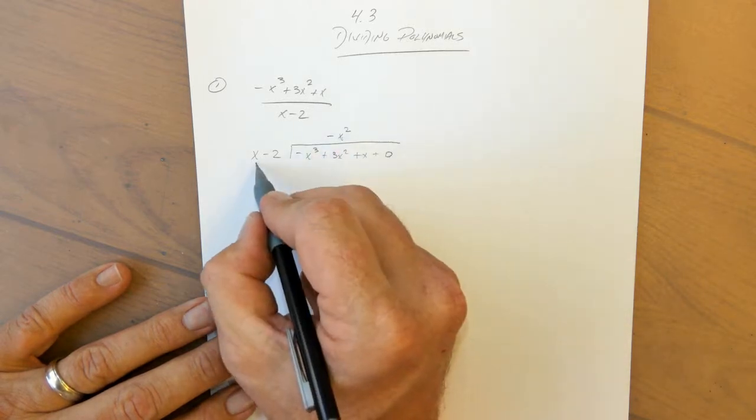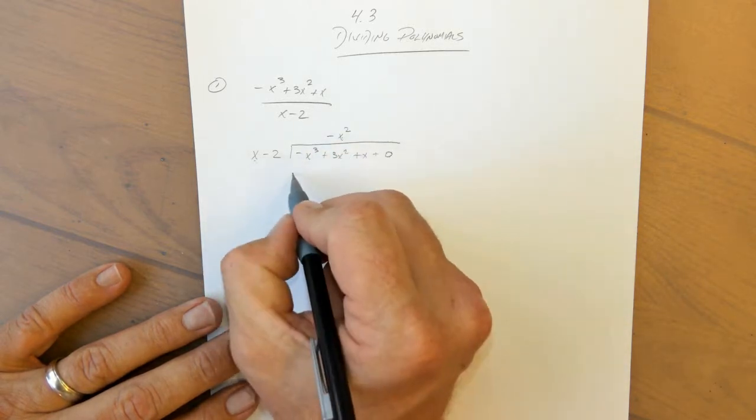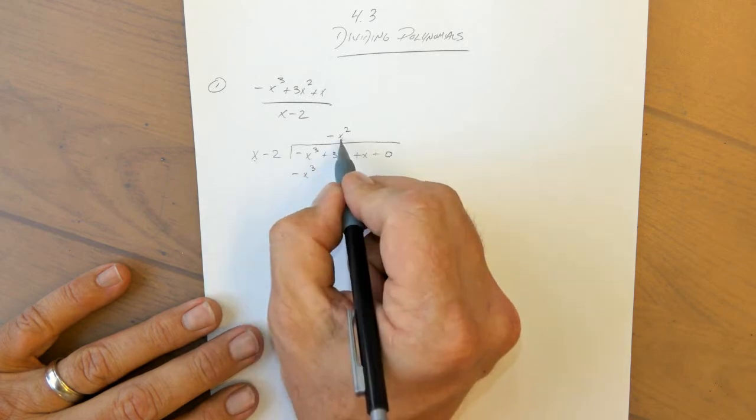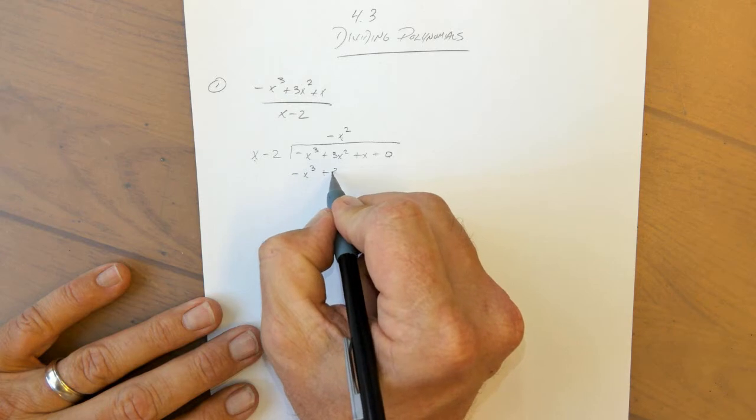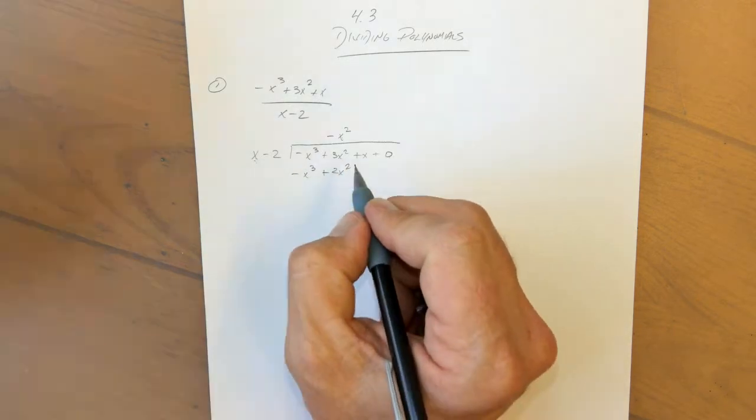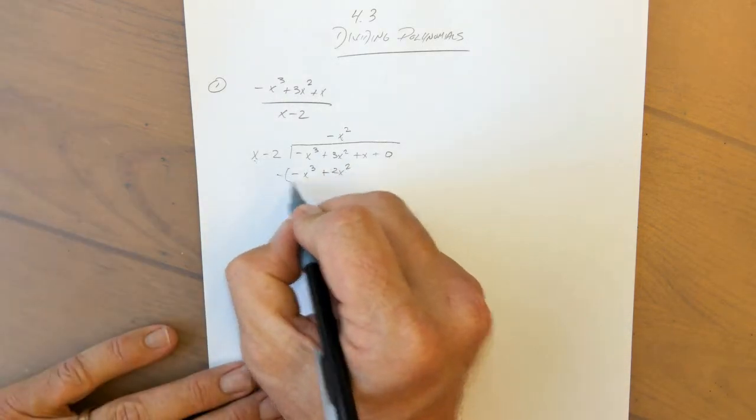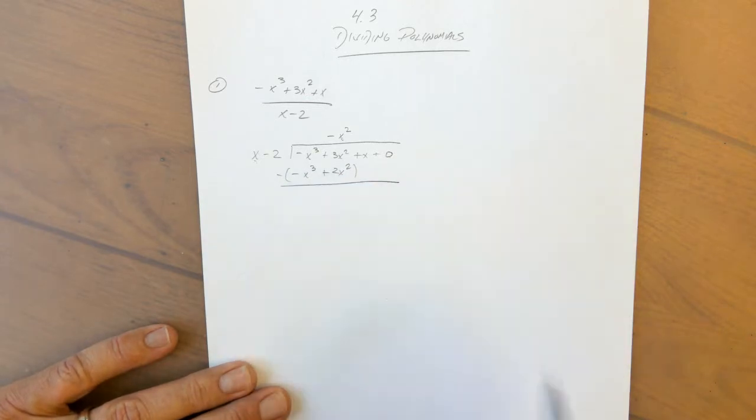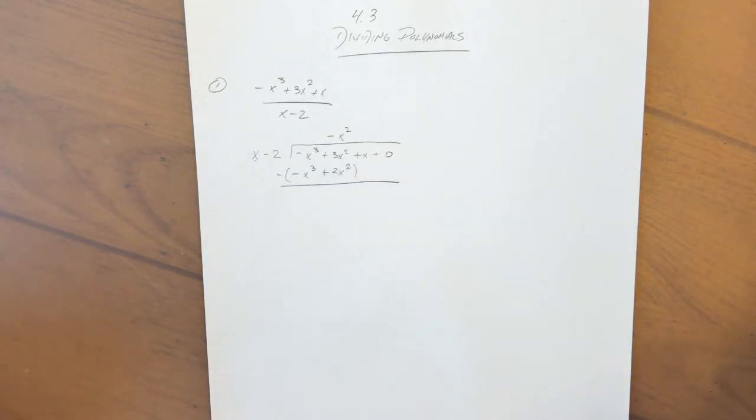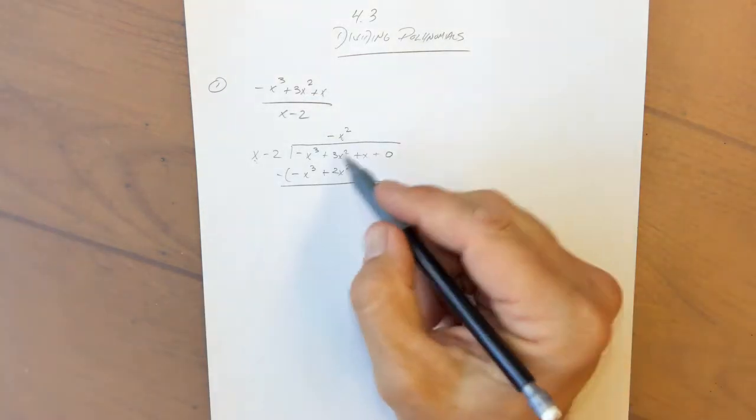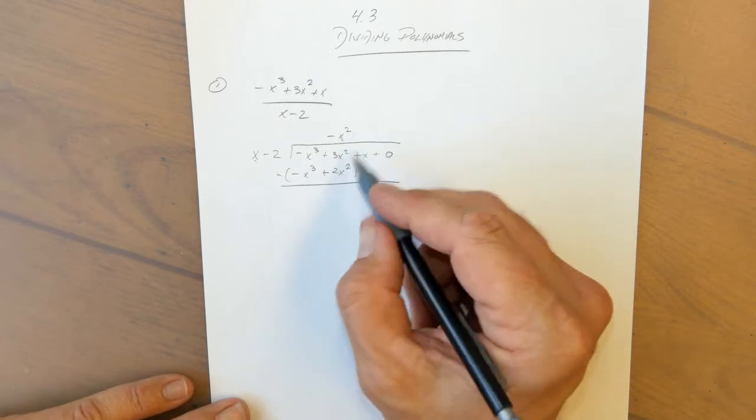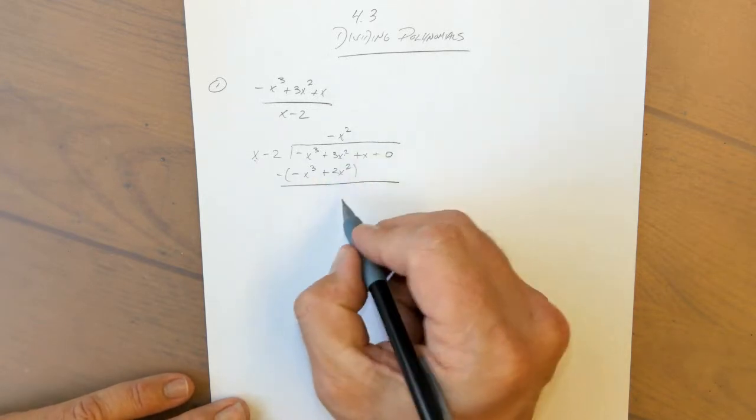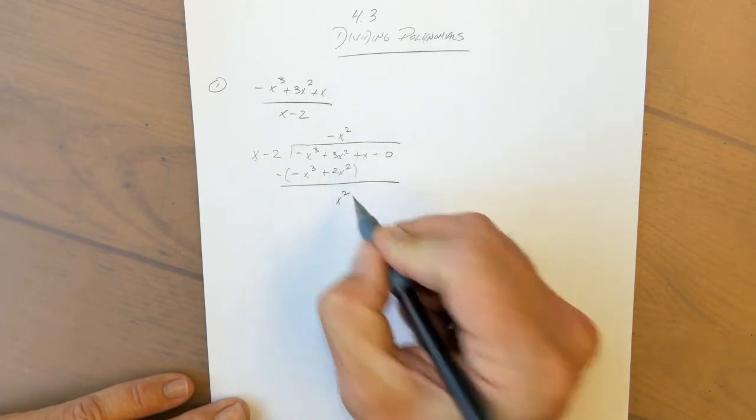And so we're going to multiply. Negative x squared times x is negative x cubed. Negative x squared times negative 2 is positive 2x squared. Okay, so from here we will subtract, and then when we do the subtraction, negative x cubed minus the negative x cubed is going to be 0, and 3x squared minus 2x squared is going to be a 1x squared.